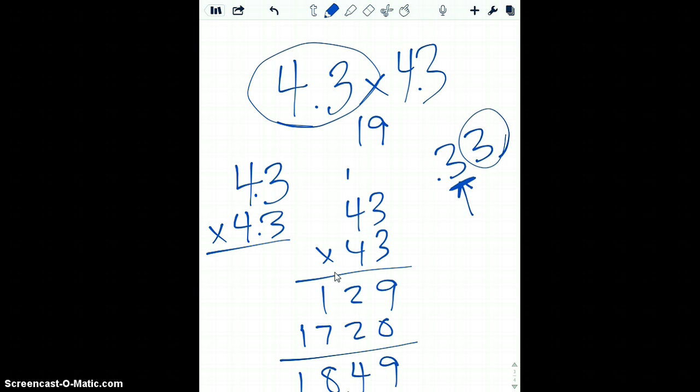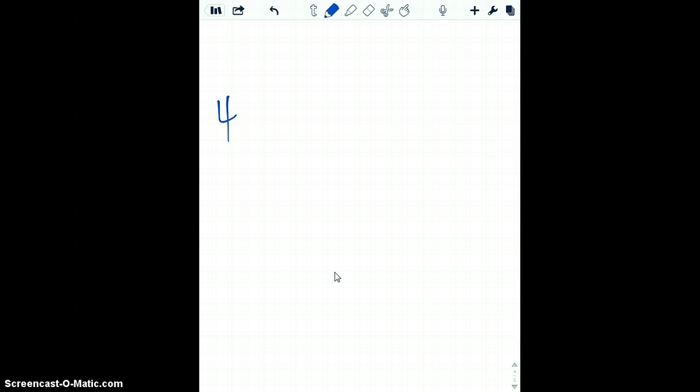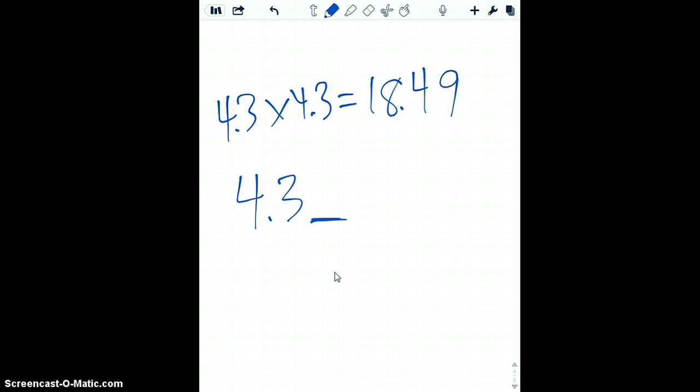Okay, so I'm at 18.49. We're trying to get as close as we can possibly get to 19. And I said to go to the thousandths place, and right now this is the tenths place. So if I go to the thousandths place, we got an answer of 18.49 when I multiplied 4.3 times 4.3. So now I'm going to try and think, what number should I put in the hundredths to get this to be super close, duper close to 19?